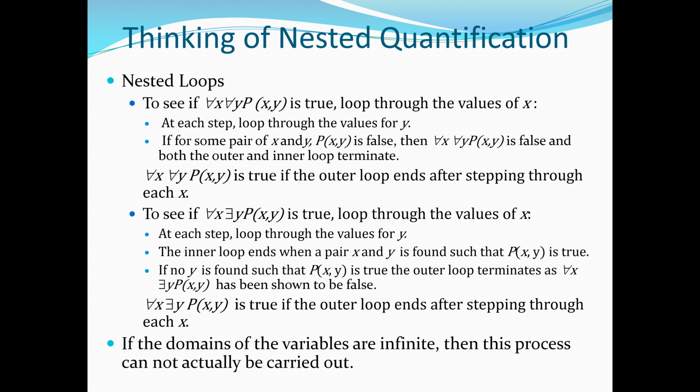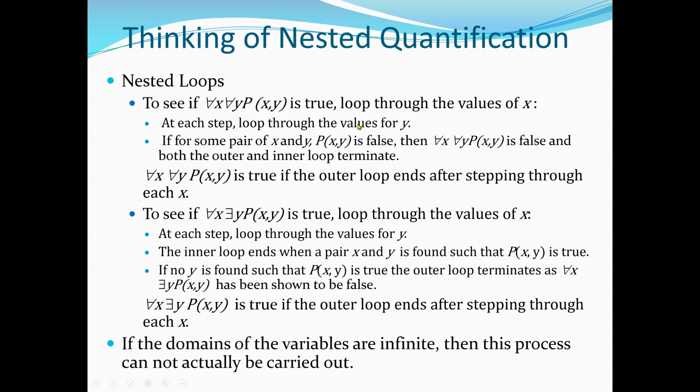Here we have two variables, x and y. Any time x is true, we can go into y, but if x is false, we can't go into y. And when y becomes false, we come back to x again. That's why we say the first step, again the concept of nested loops, to see if the condition for all x and all y, P of x and y, is true, we're going to loop through the values of x, and at each step, loop through the values of y.